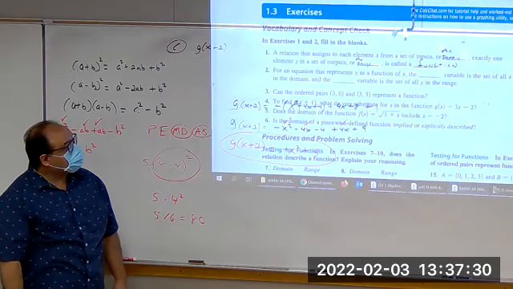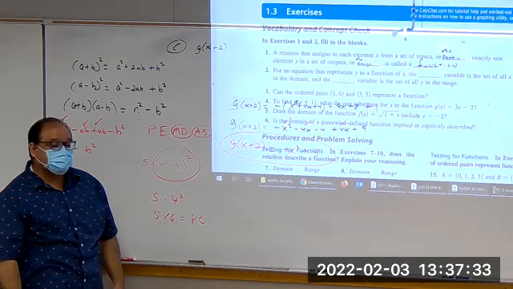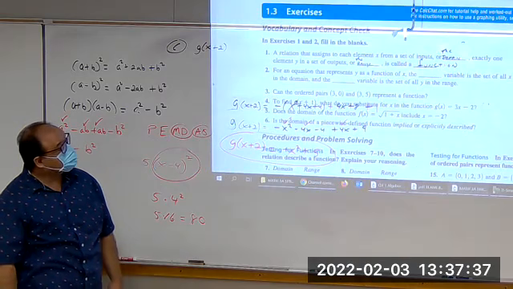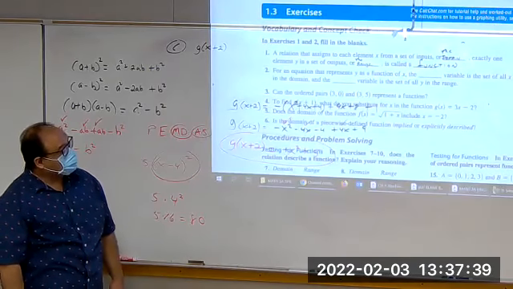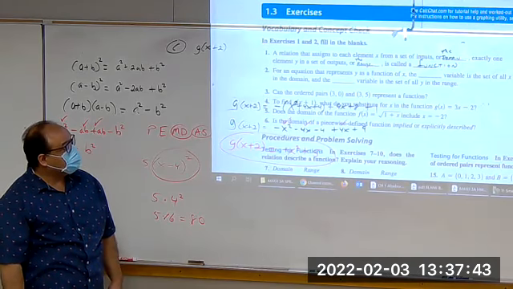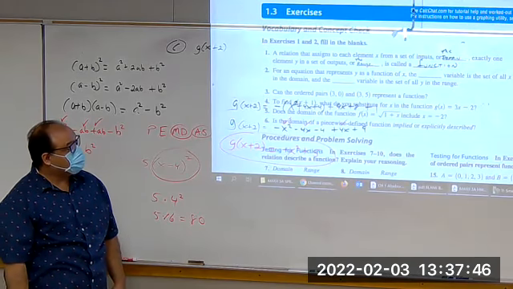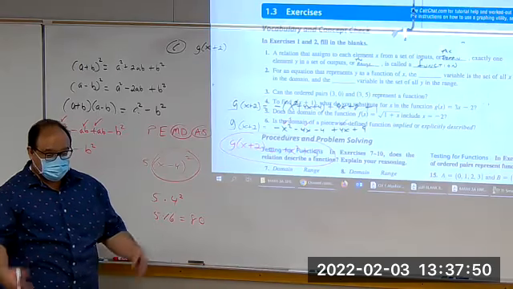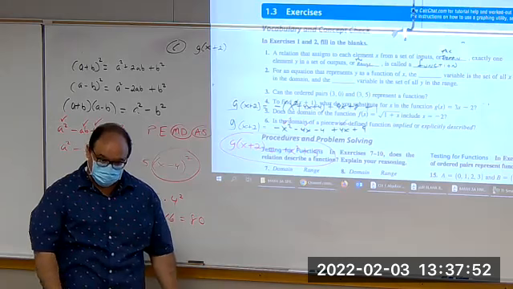For an equation that represents y as a function of x, y is a function of x. The blank variable is a set of all x of the domain, and the blank variable is a set of all y in the range. So now I'll give you the multiple choices, dependent and independent.